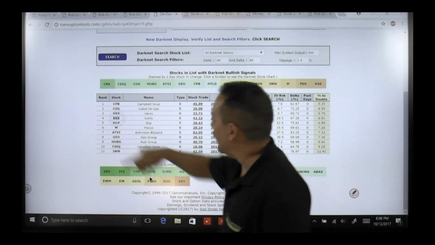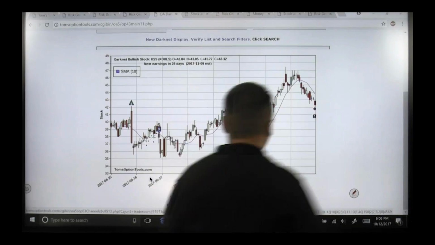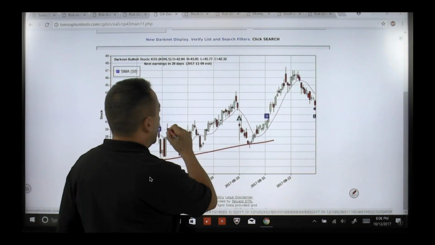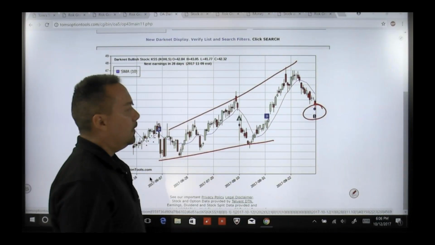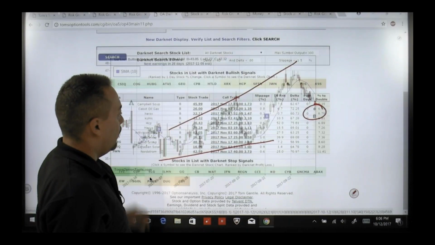Let's take a look at KSS. I click on KSS, and you can see all the way over here on this side, we've got that higher low, higher high scenario going on, and we got a buy right out here with Darknet. All right, good to know.